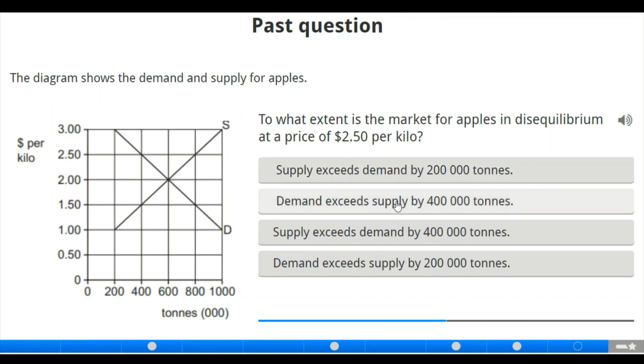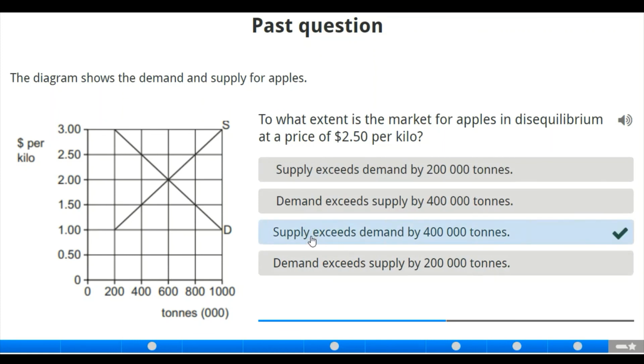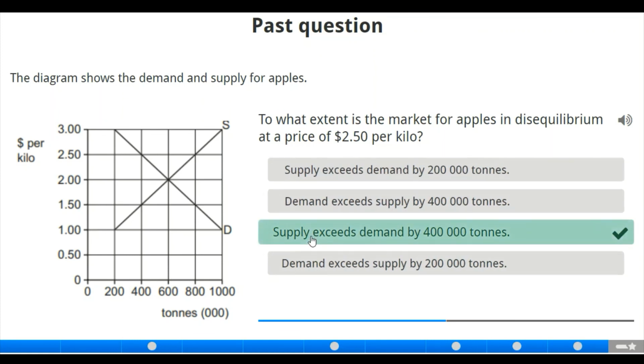Demand exceeds supply by 400 tons? No, demand did not exceed supply here. Supply exceeds demand by 400 tons? I think this is the answer, but let's check the last option here. Demand exceeds, no, supply exceeds demand by 400 tons.